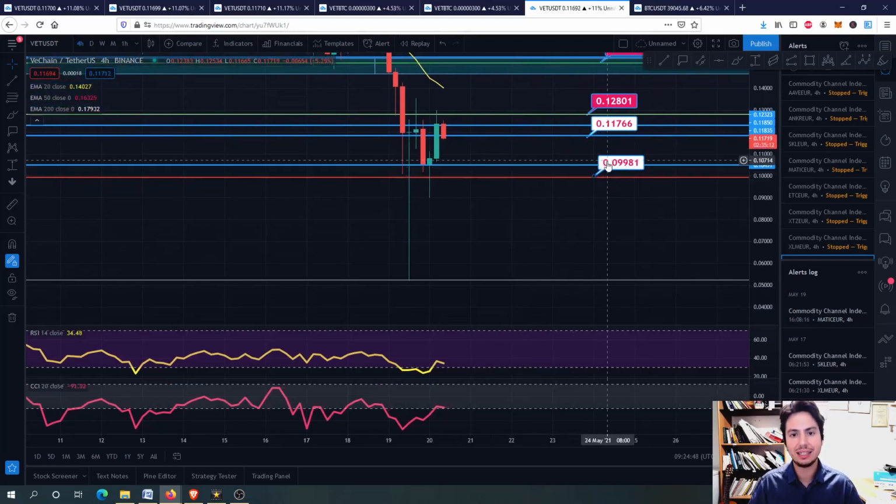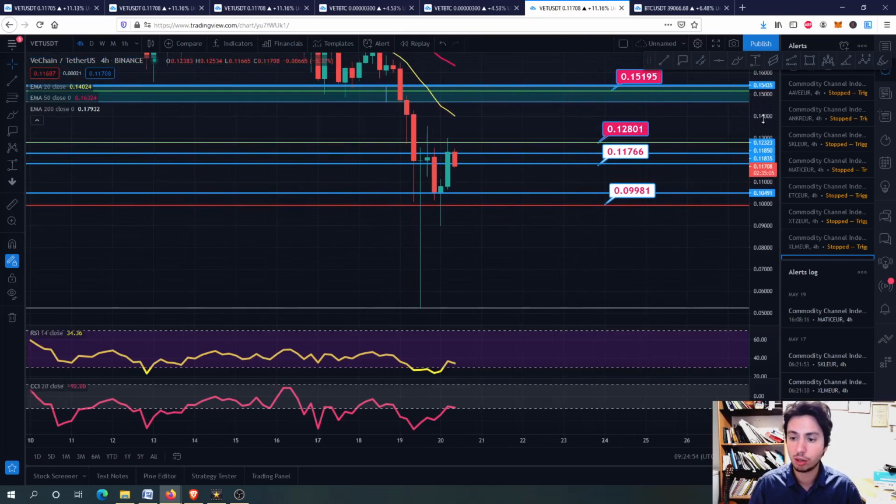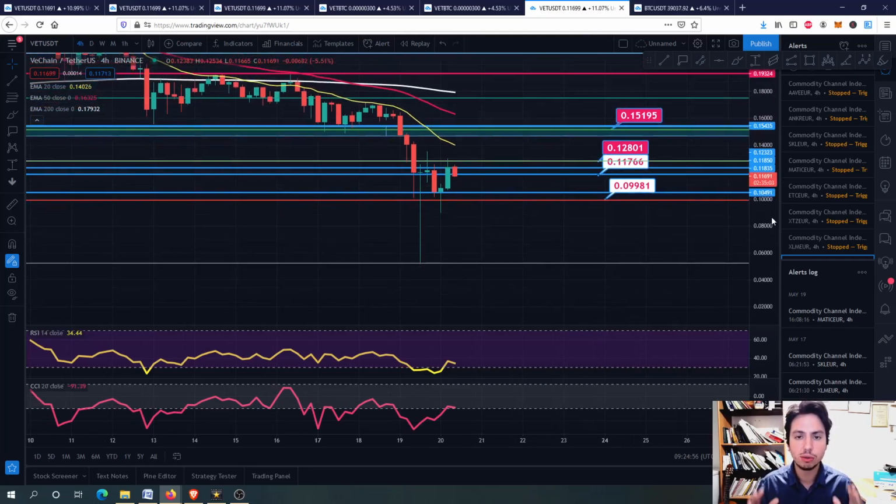So right here it is very crucial, guys, to just be patient, hold your portfolio. For those who are at the top, do not worry at all, guys, do not worry at all. This bull cycle is not over.